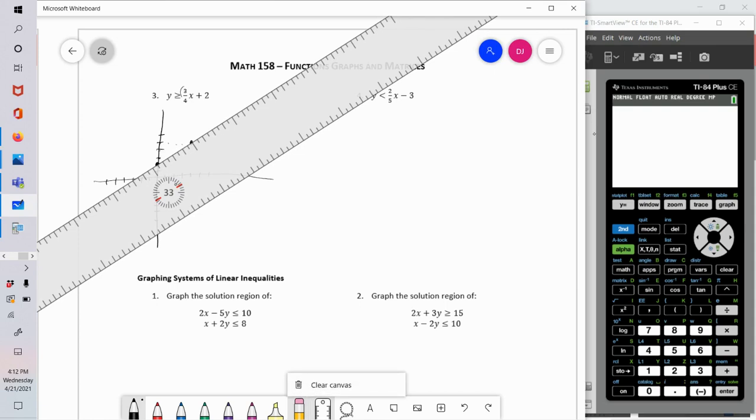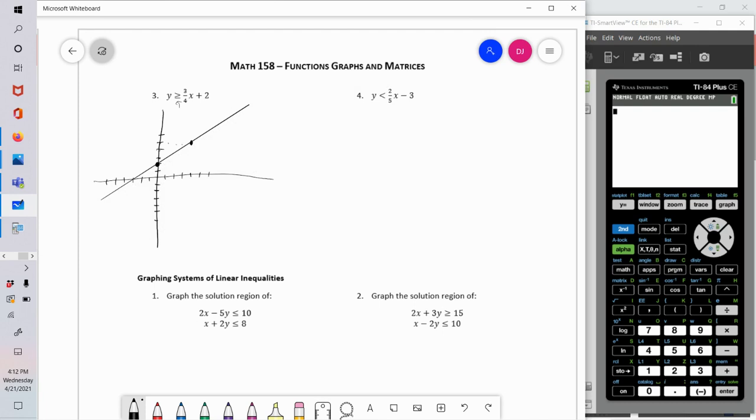My question before I draw the line will be to ask you, should this line be solid or should this line be dotted? Because of the equal to part, the line will be solid. Okay. The next piece is to figure out which side do we shade. You'll notice I'll do the same thing over and over.